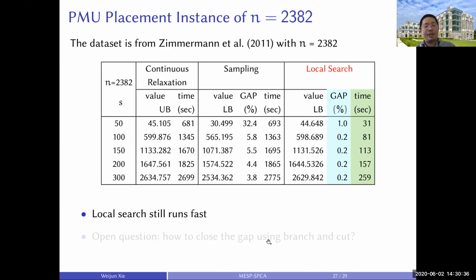So the open question here is how can we close the gap using branch and cut? We tried and were not successful, because it takes too much time to close the gap. The gap is almost equal to 0.2 for a long time, and we were not able to close it within an hour. So I think this is an open question. If you're interested, this is a good thing to try.